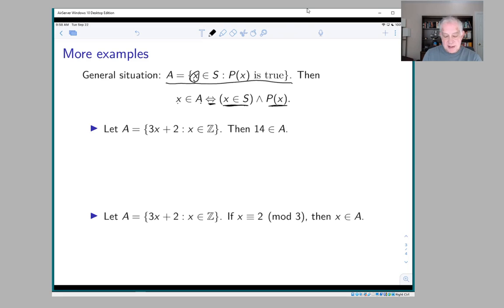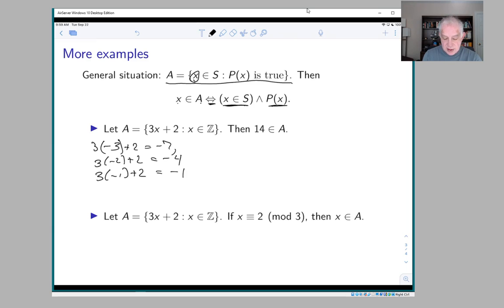So here's a simple example. Let's let A be the collection of integers of the form 3x plus 2 as x runs over the integers. Let's write down a few of them. x could be minus 3, and so we would have minus 3 times 3 plus 2, that's minus 7. 3 times minus 2 plus 2, that's minus 4. 3 times minus 1 plus 2, that's minus 1.